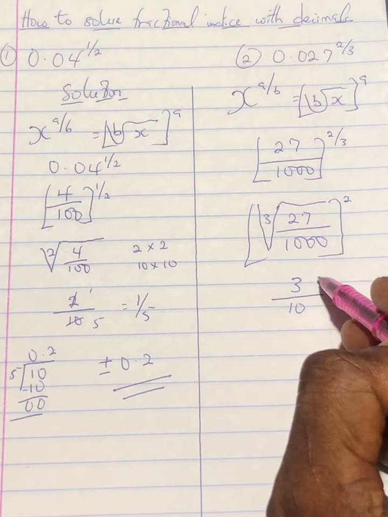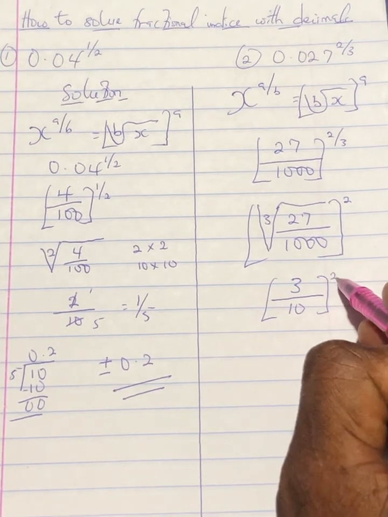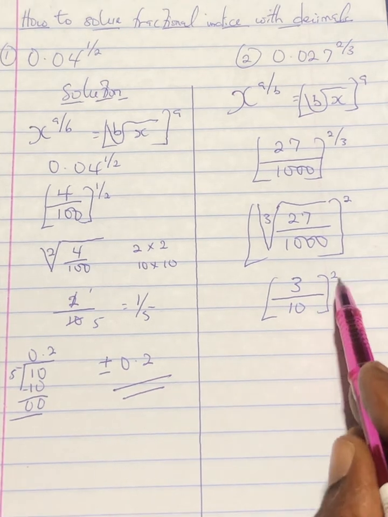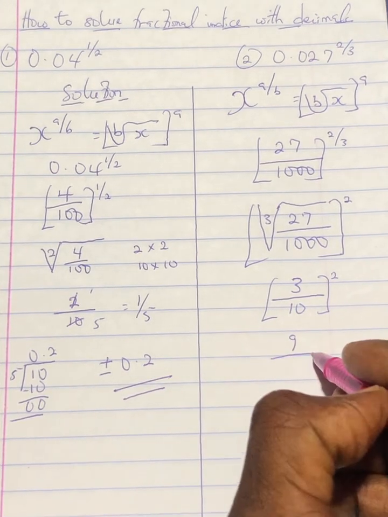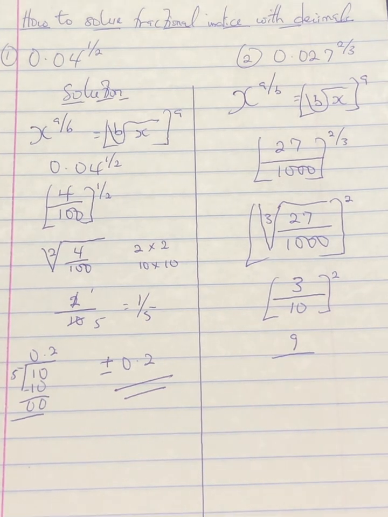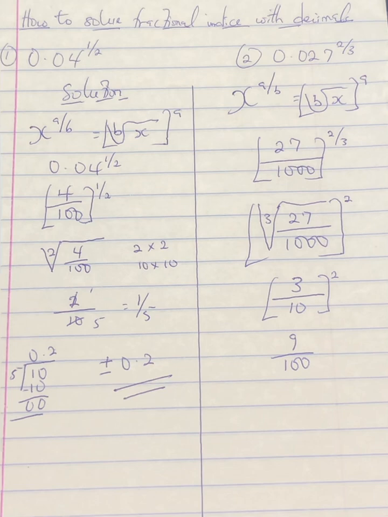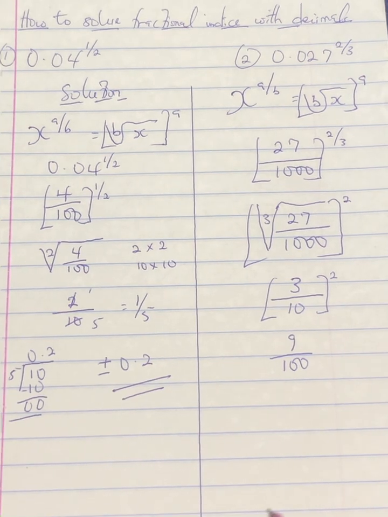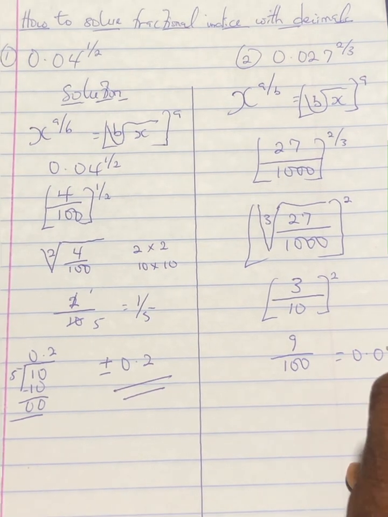Then, having known this, we bracket, we bring down our power. So this implies that 3 times 3 is 9 over 10 times 10 is 100, which is the same thing as 0.09.